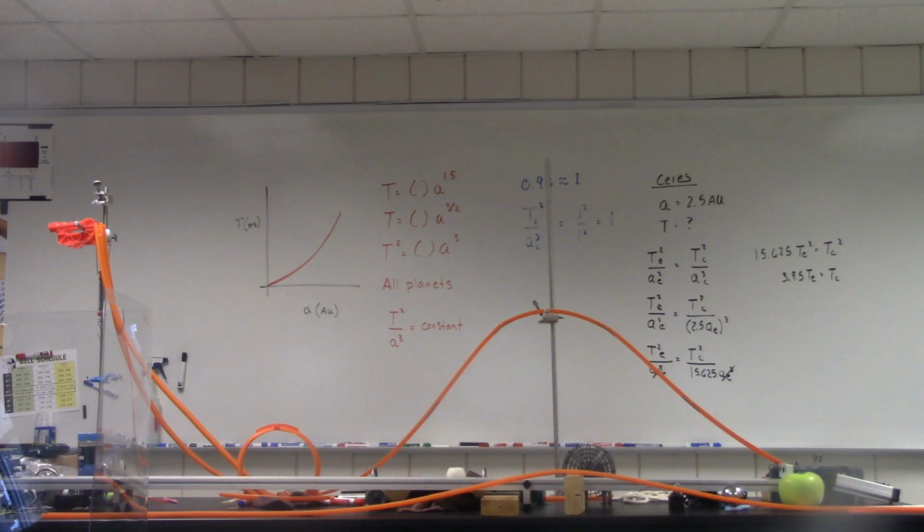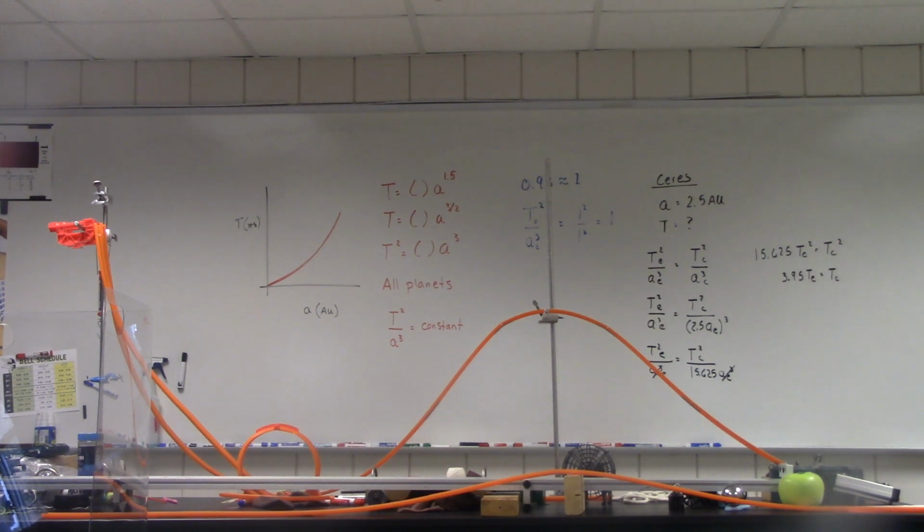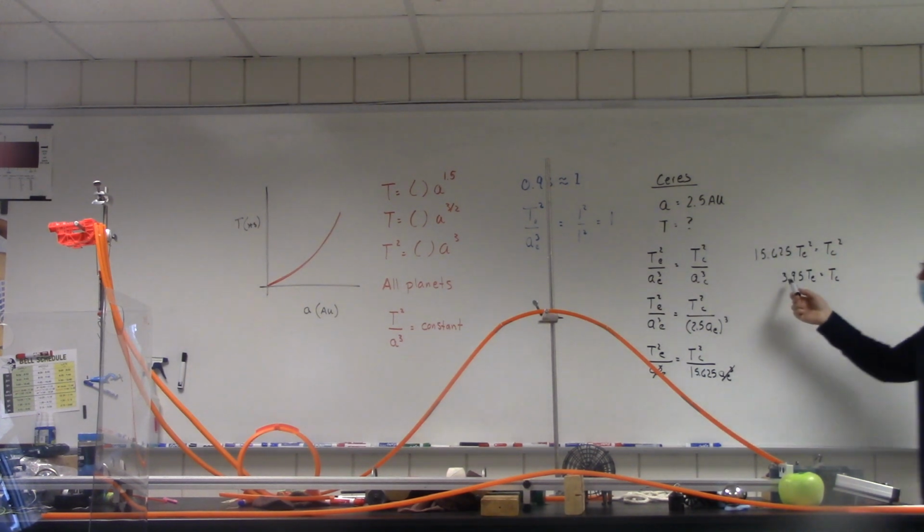And I know in this case that the T for Earth is 1 year, so I can plug in 1. And that means that for this planet, Ceres, that exists at a distance of 2.5 AUs, it's going to take 3.95 years to go around.